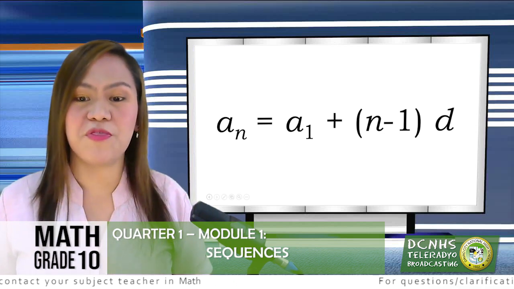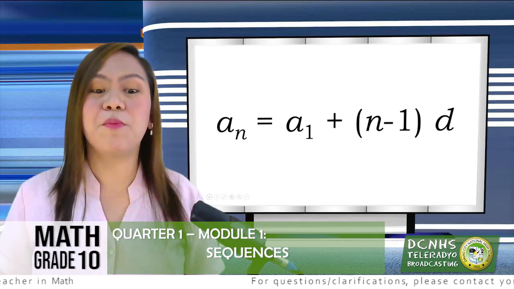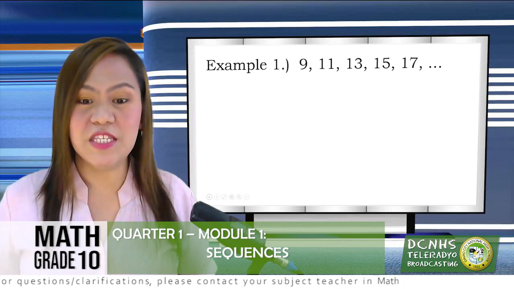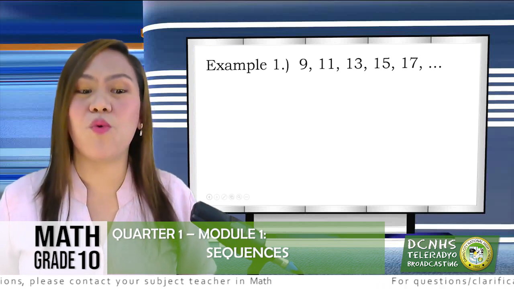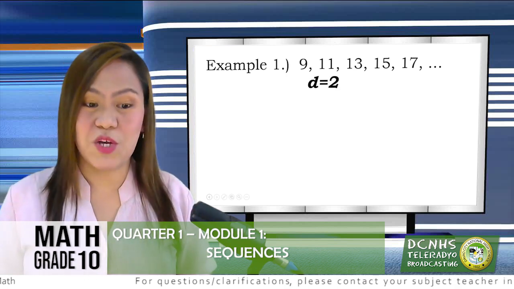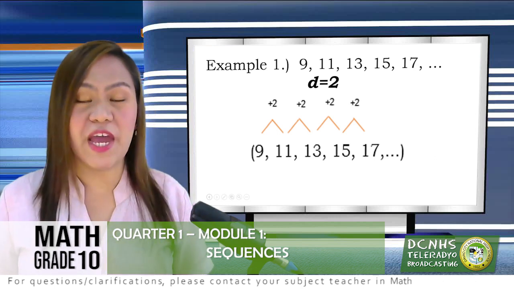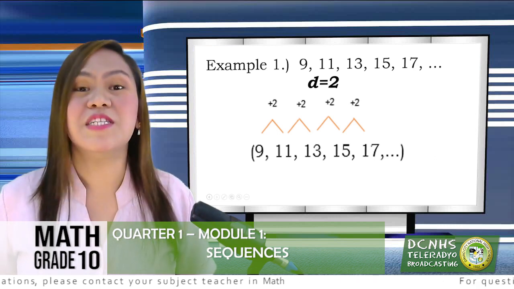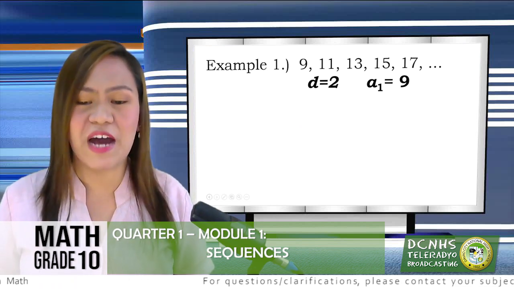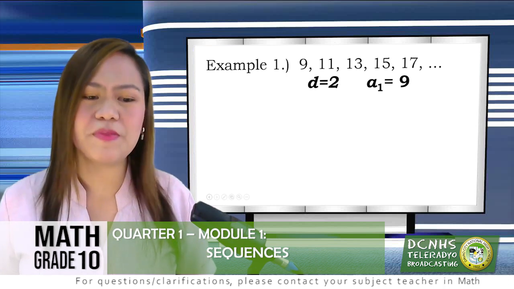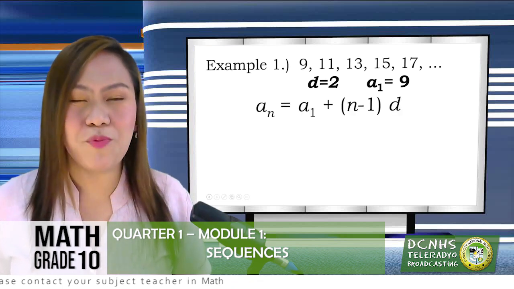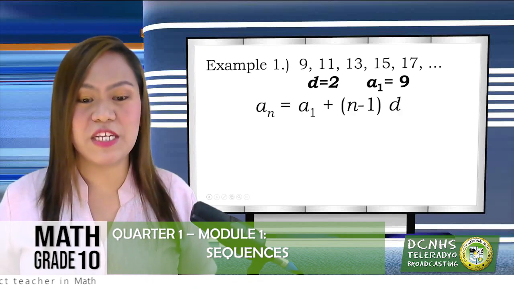Finding the general or nth term of a sequence examples. Number 1. Given the sequence 9, 11, 13, 15, 17, and so on. The difference between each term is 2, so d is equal to 2, while the first term, a sub 1, is equal to 9. Since we are looking for the formula of the nth term, we only substitute the values of a sub 1 and d. a sub n is equal to a sub 1 plus n minus 1 times d.